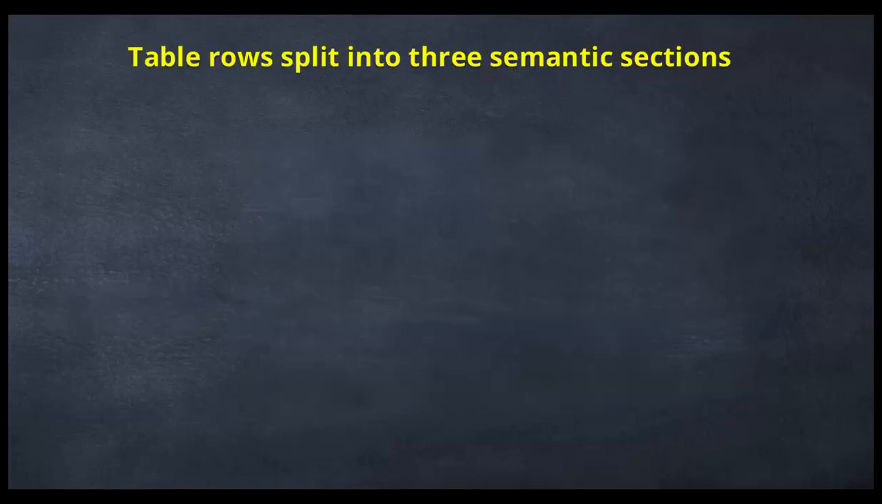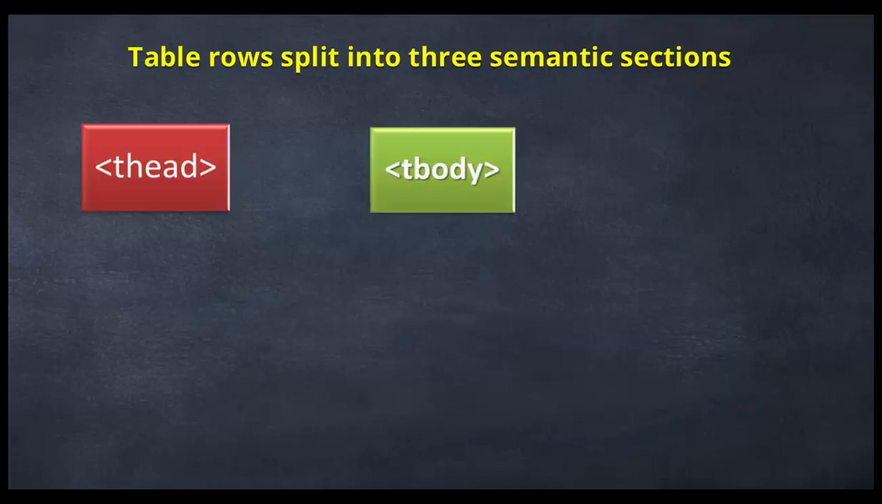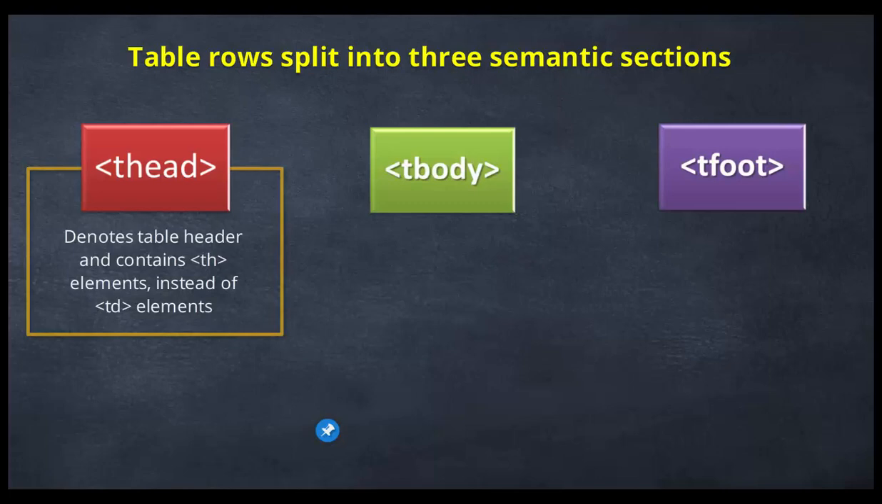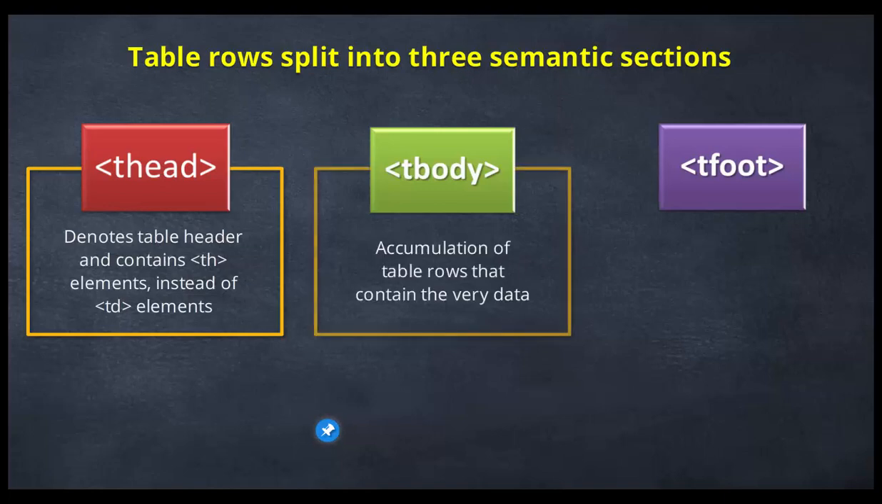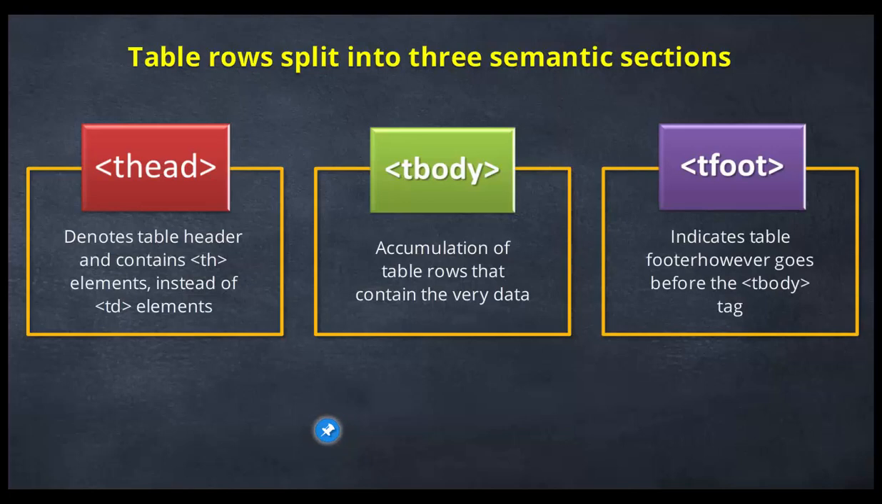Table rows split into three semantic sections: header, body, and footer. T-head denotes table header and contains TH elements instead of TD elements. T-body means accumulation of table rows that contain the varied data. T-foot indicates table footer, however it goes before the T-body tag.